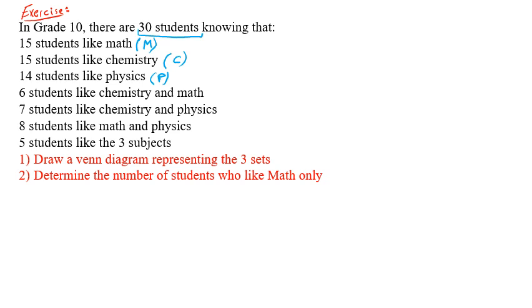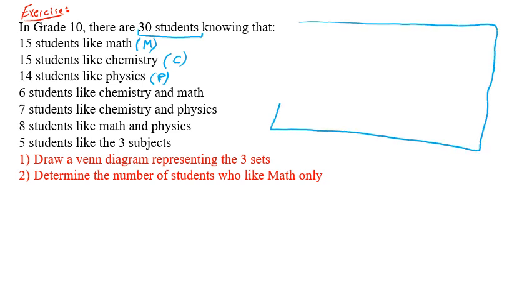Draw a Venn diagram representing the 3 sets. Here we have 3 sets since we have 3 subjects. Let's make a Venn diagram in this way.